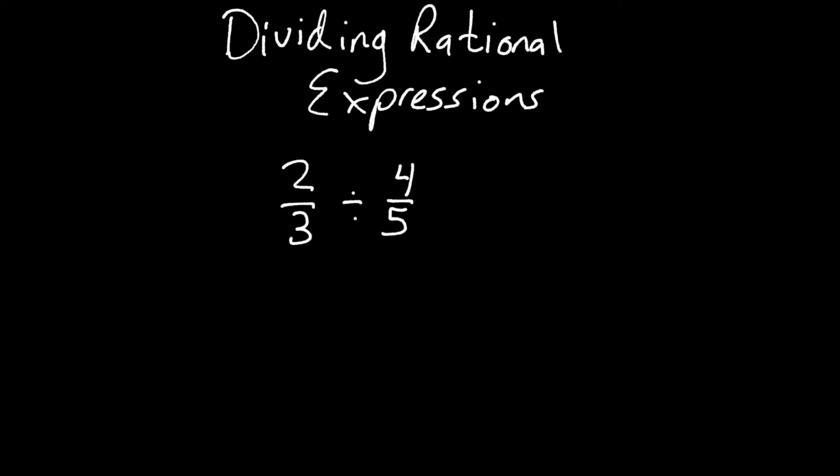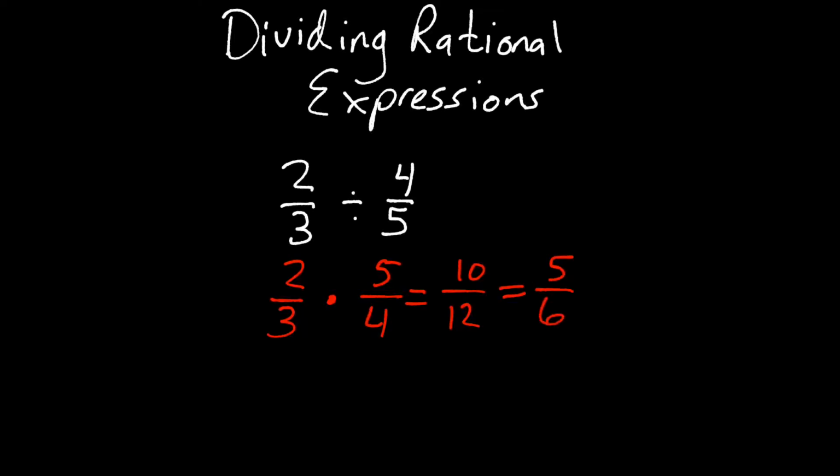So we keep the first fraction exactly as it was, 2/3. We change the division sign to a multiplication sign. And then we take the reciprocal of the second fraction, flip it upside down, 5/4. And then we can handle it. 2 times 5 is 10, 3 times 4 is 12, and that turns out to be 5/6 when we simplify it.